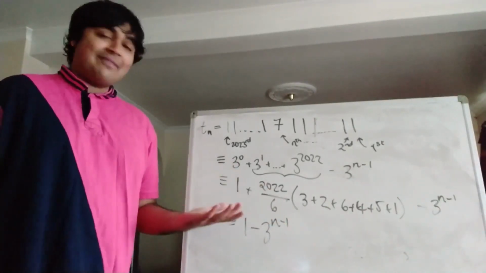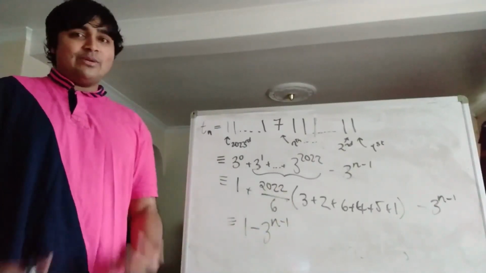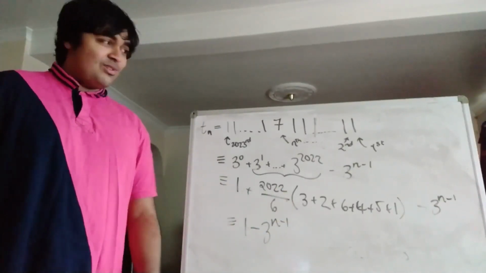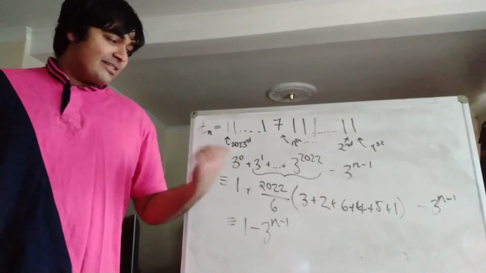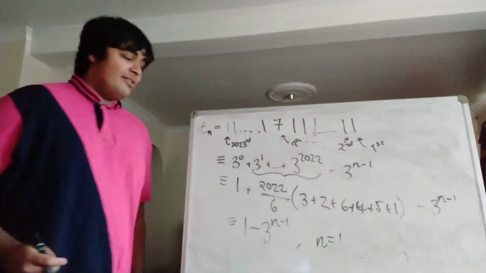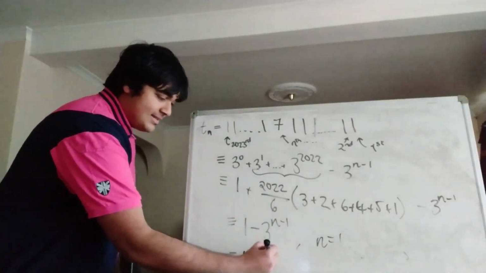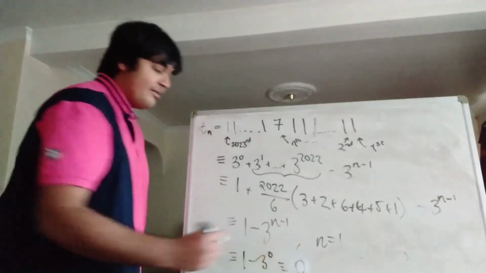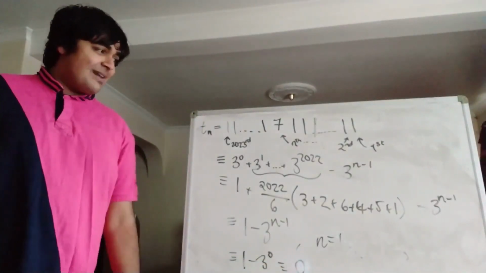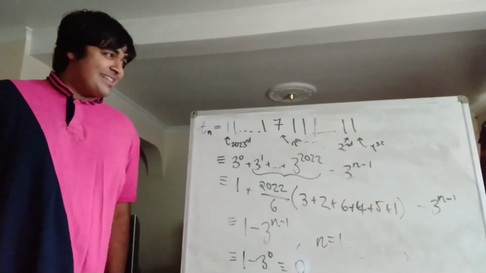So all we need to do now is choose an n to make this equal 0 mod 7. We can choose a bunch of different values of n, but hopefully the most obvious one is choosing n equals 1. Because then this is just going to be equal to 1 minus 3 to the 0, which of course is just 0 mod 7. And then that will show that Tn is a multiple of 7. I hope that has all made sense.